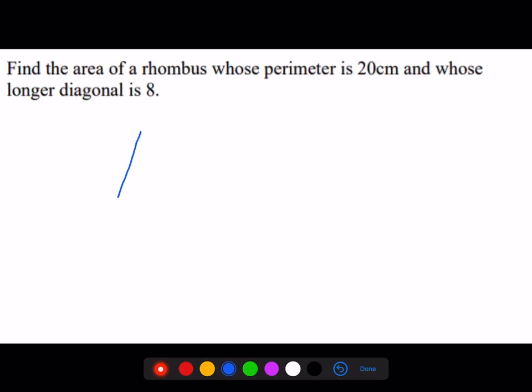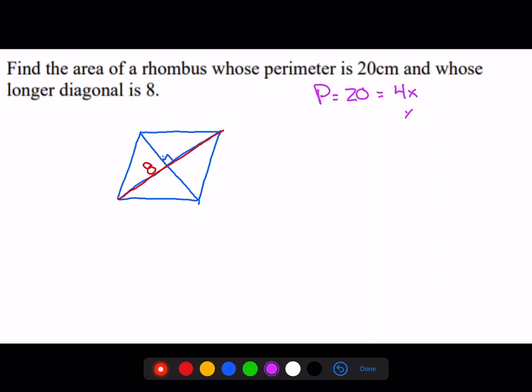I start by drawing out my rhombus. Now, a rhombus has all congruent sides. All sides are congruent in this rhombus. Diagonals are perpendicular to each other. The longer diagonal is 8. The perimeter is 20. If I know that all sides are equal to each other, that's just 4x is equal to 20. So therefore, each side length is 5. 5 all the way around.